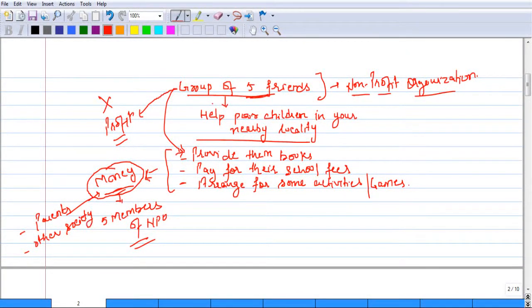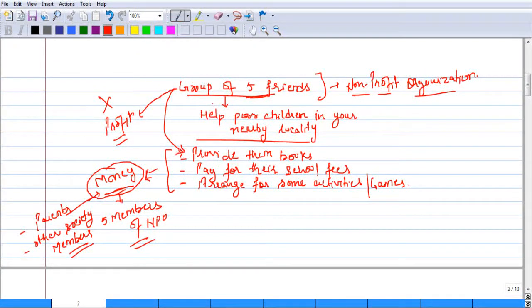Because you are doing a very noble cause, and your parents and your other society members think that yes, we should contribute for this cause, then they might pay you the money. So the government says non-profit organization, although the objective is not earning money, yes, they are getting money from somewhere, only then you can fulfill your noble cause.